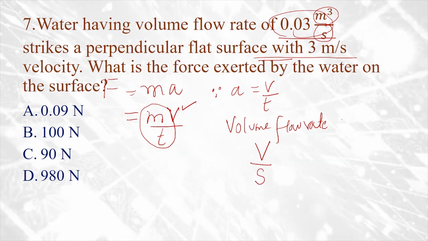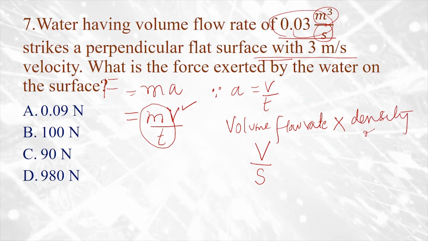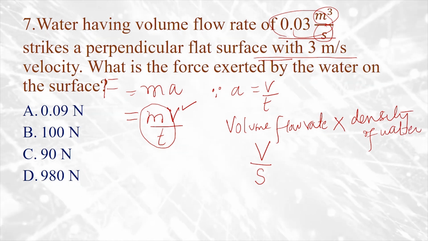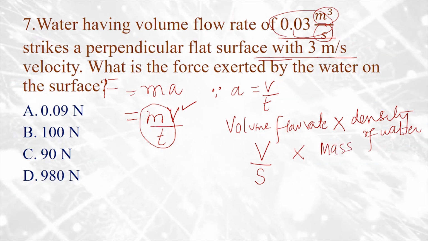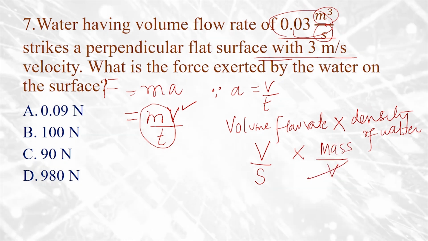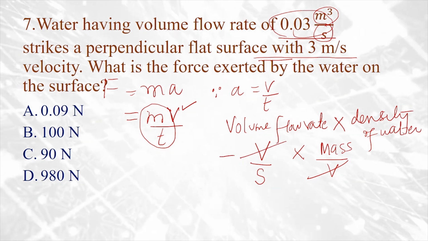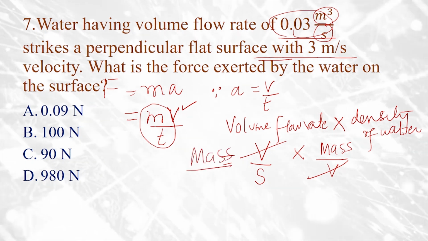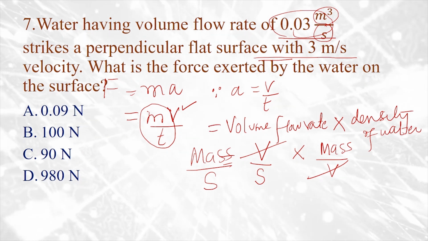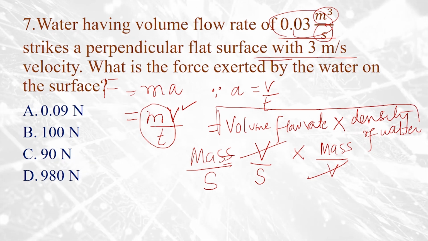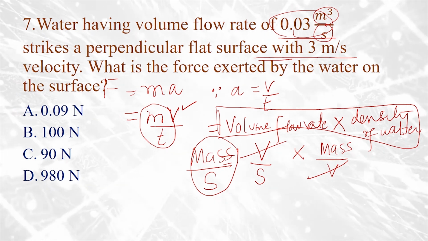If I multiply volume flow rate with the density of water, which is 1000, so what is the formula of the density? It's mass per unit volume. Then these two quantities, volume and volume, will cancel out, so the remaining thing will become mass per unit time, in seconds. So when you multiply a volume flow rate with the density of water, the only remaining thing will be the mass per unit time, which is the quantity which I need.